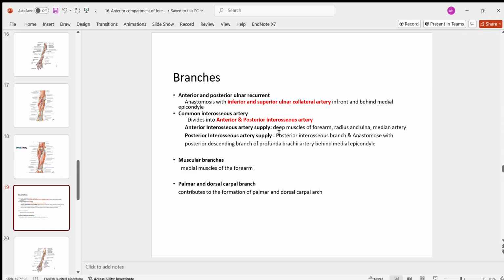The branches it gives are the anterior and posterior ulnar recurrent arteries, the common interosseous artery, which further subdivides into anterior and posterior interosseous artery. It gives muscular branches to the medial muscles of the forearm, and then it gives palmar and dorsal carpal branches, which form the superficial palmar arch.